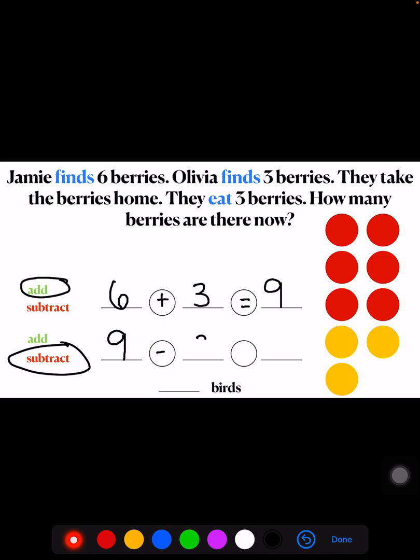9 minus 3 equals, I want you to pause the video here and I want you to look at my counters, or you can get your counters that your designer gave you. You're starting with 9 and you're taking away 3 of them. What is 9 minus 3? Great job, it's 6. I take away 3 and I have 6 left. Jamie and Olivia have 6 berries now after they ate some.